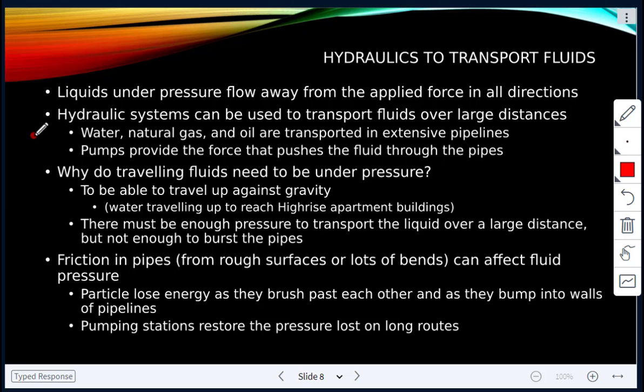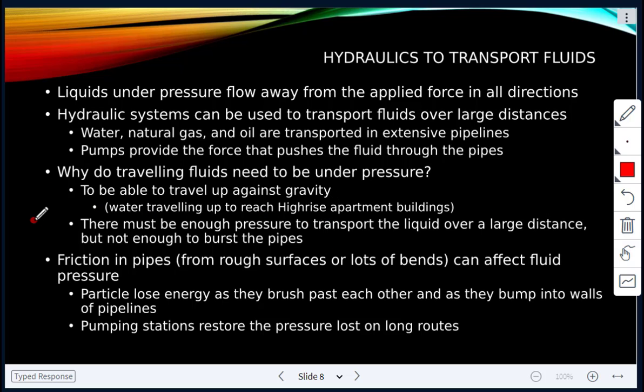Think about apartment buildings and so on. How does all that water and everything else needed get up to the very top? It's because of these hydraulic systems. Why do traveling fluids need to be under pressure? They have to be able to travel up against gravity. So think about water traveling up to reach high-rise apartment buildings.